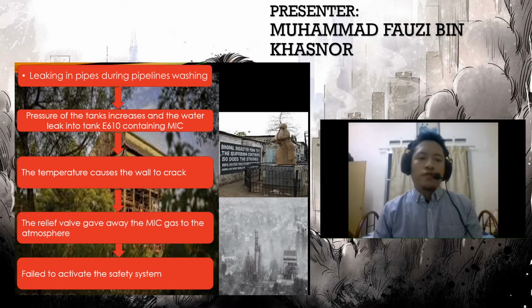Around 12:15 a.m., the water began to leak into the tank E610 containing methyl isocyanate, or as we call it MIC. And because of that, the temperature rose to 200 Celsius, which caused the wall of the tank to crack. At around 12:30 a.m., the gas was released to the atmosphere and started spreading to the nearest village.